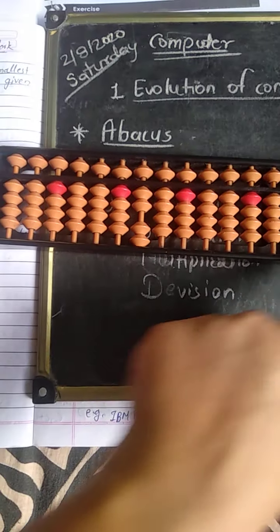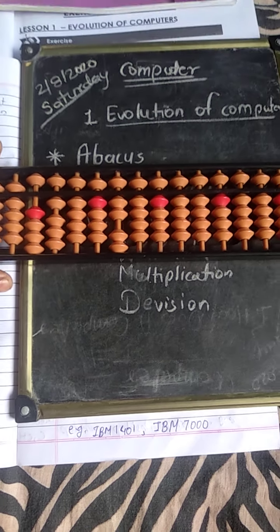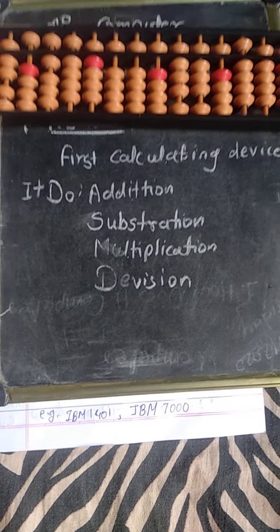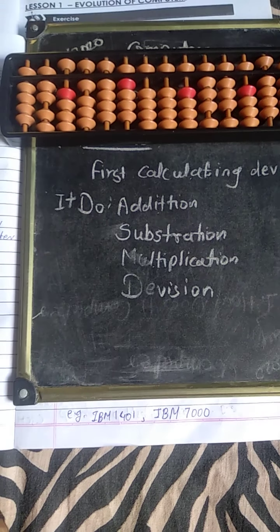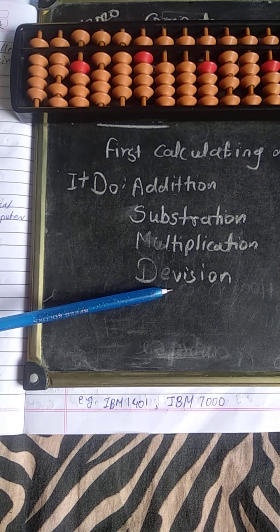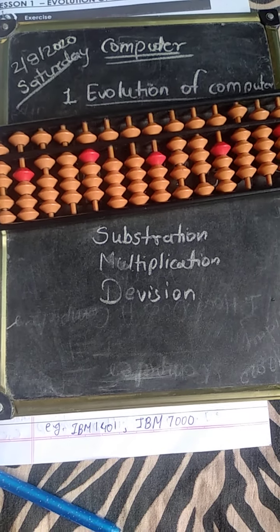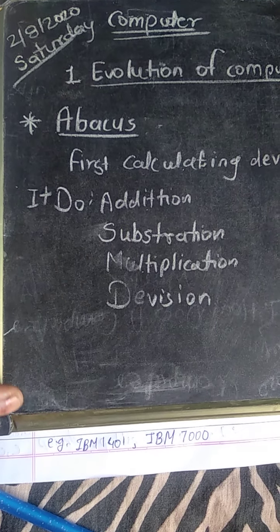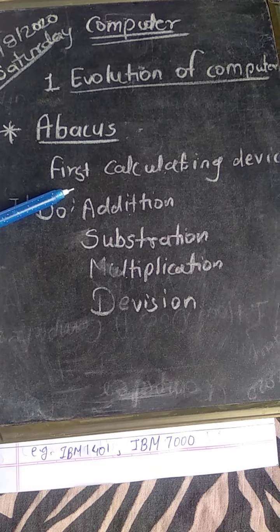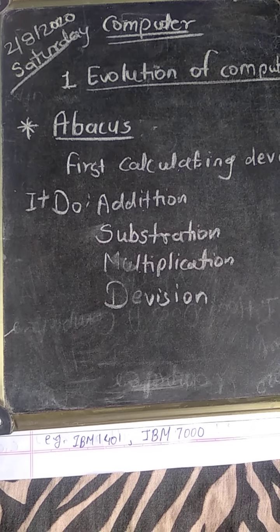In this frame there are different beads. Using these beads we can do addition, multiplication and subtraction. So the abacus is the first calculating device, and it does addition, subtraction, multiplication and division. Everyone, have you seen the device abacus? Today we have to learn the next point, the evolution of the computer. The first calculating device we have seen is the abacus, but it is only a device, it is not a machine.